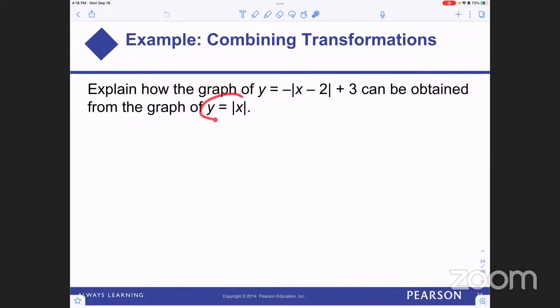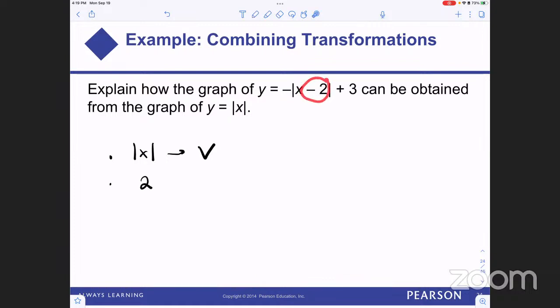So our basic function is the absolute value of x, right? So absolute value of x, we said is basically a V where the vertex is at the origin. And then when we do multiple transformations in one go, the recommendation is to work your way from the inside to the out. So the innermost manipulation is going to be this -2, where we subtract 2 on the inside. So we know it's going to cause it to move 2.